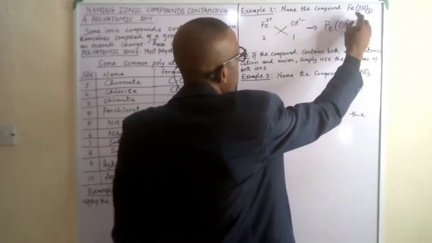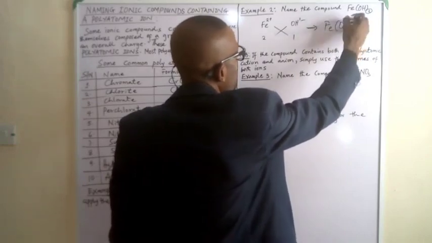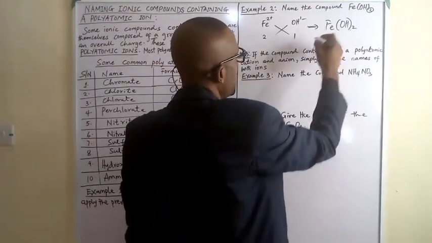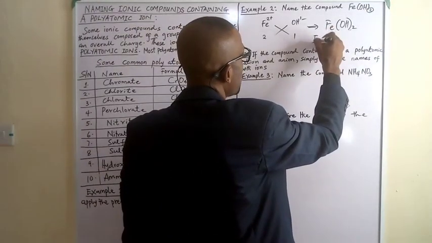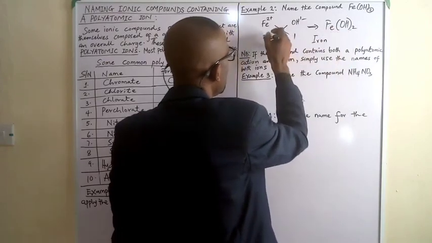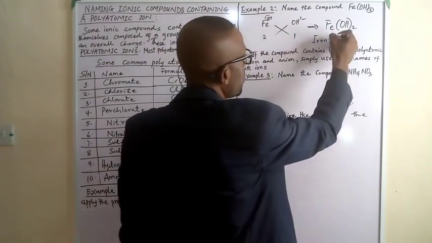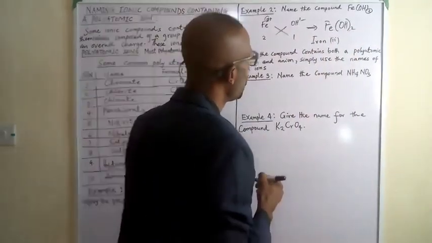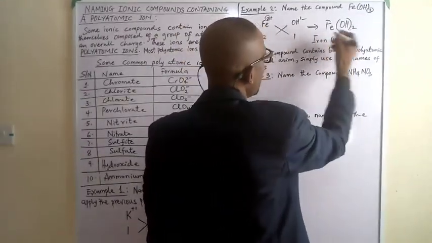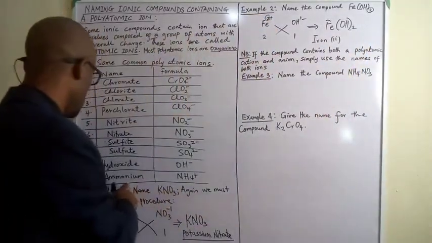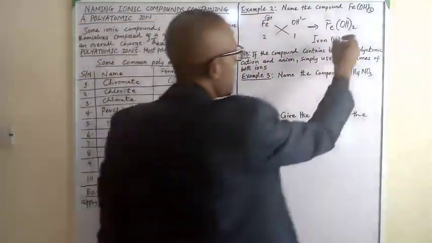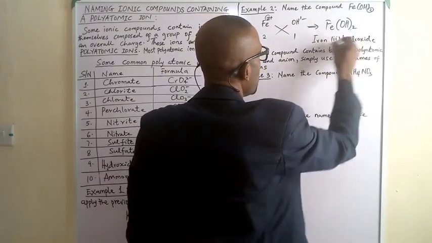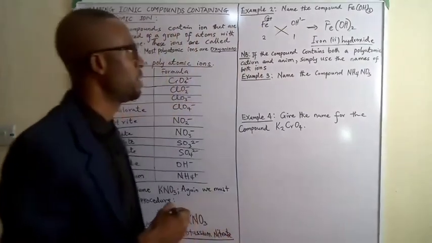So this is what you have. We're on the same page. Therefore the name here is iron. What is the charge of the iron? You put it in Roman numerals, placed in parentheses. Iron(II). What is this anion name known as? It's known as hydroxide, OH minus. So this is iron(II) hydroxide.